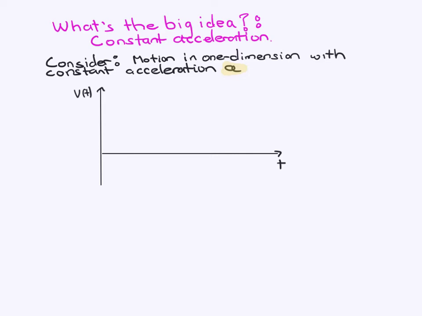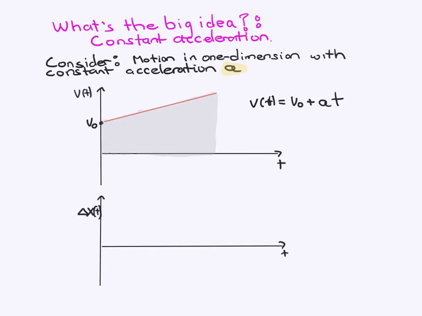So let's assume that at time 0, the object has some initial velocity v naught. So constant acceleration means that as time progresses, the value of the velocity will change linearly. It'll be a straight line plot. And if the acceleration a is a positive number, then that line will have a positive slope the way I've drawn here. Or algebraically, we can write that the velocity as a function of time is equal to v naught plus a times t.